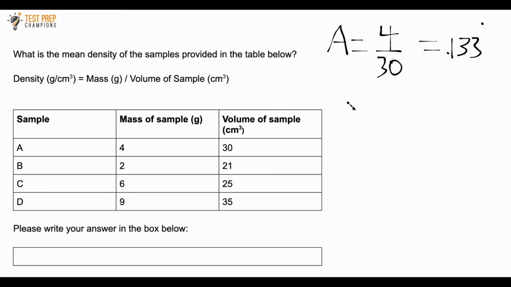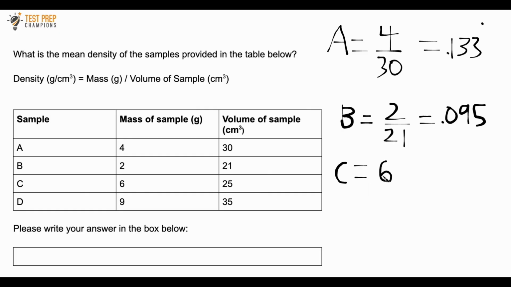Now let me do the same with sample B. So for sample B, how I'm going to set it up is I'm going to do mass divided by volume. So that's going to be 2 divided by 21. And let me do that in my calculator. And when I do that, I get 0.095. And I don't really care how you round. I'm just going to leave it as 0.095. I don't really care how you round your final answer either. This is just for practice. But this is how you would do the first steps here.